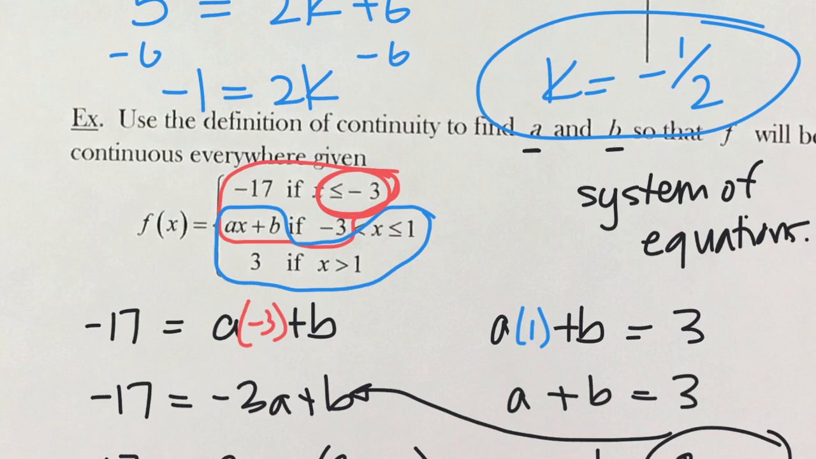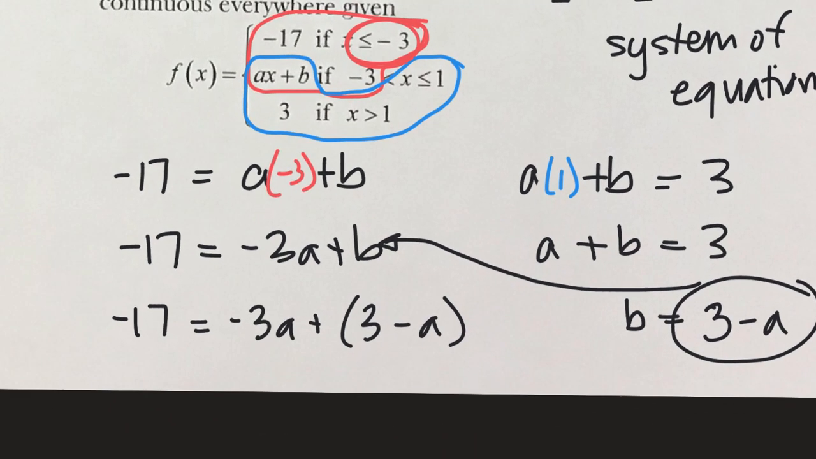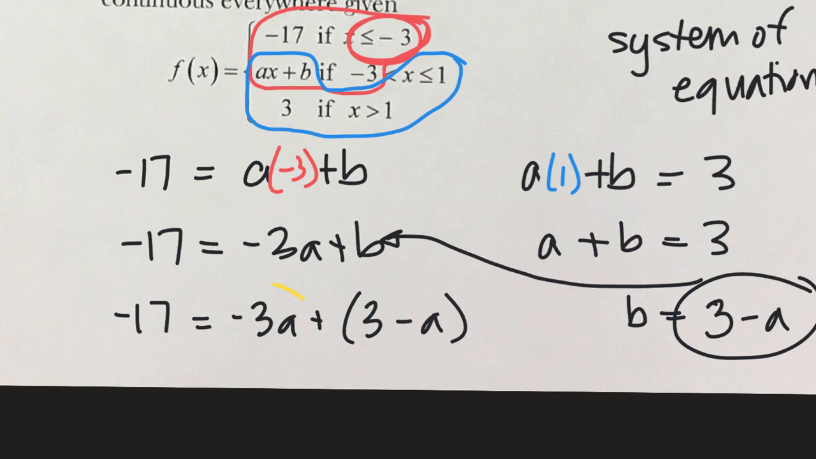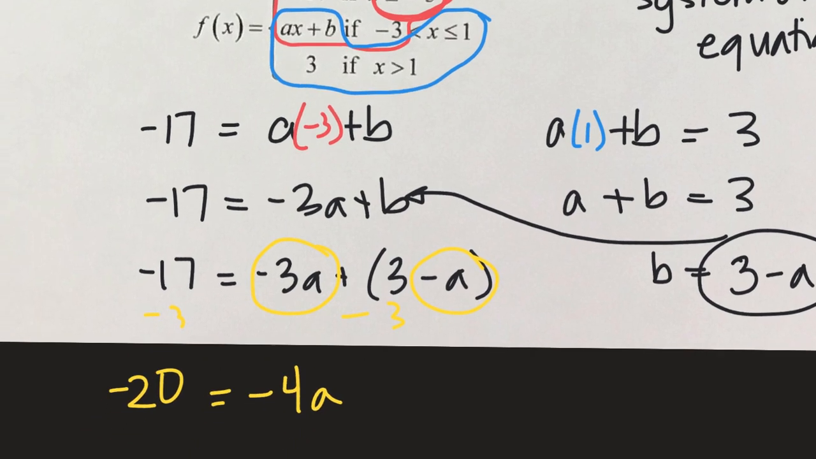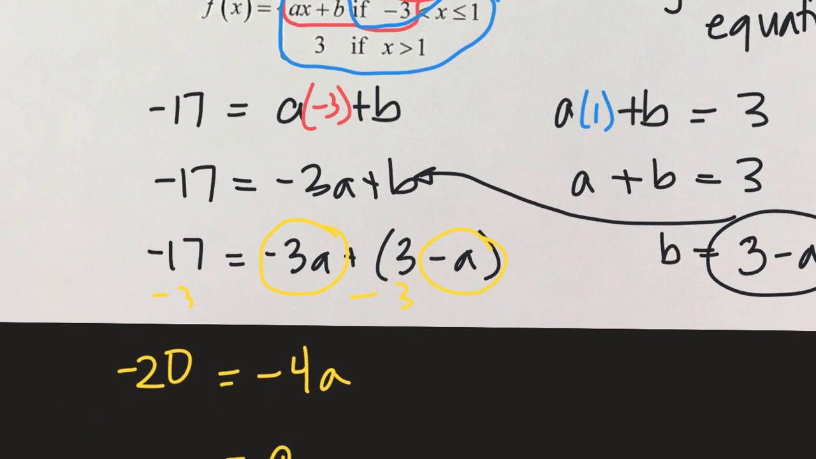You could have done elimination. That is a great method of solving systems of equations. Perfectly wonderful. So I'm going to combine my like terms. Negative 3 and negative 1 is negative 4a. Okay, I'm going to subtract my 3 to the other side, giving me negative 20. So with one division, I can figure out what my a value is.